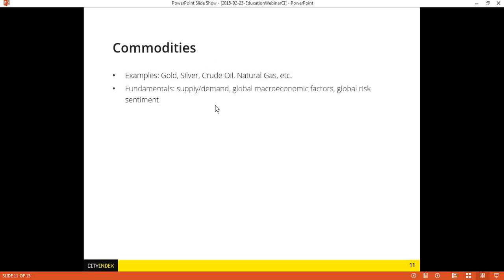Now this is different from indices. It's different from currencies. It's different from shares. What we're looking at is supply and demand, most of all. We're also looking at global macro factors and global risk sentiment, but mostly we are looking at supply and demand. In terms of commodities, it comes mostly down to supply and demand. It does in other markets as well, but more so in commodities.